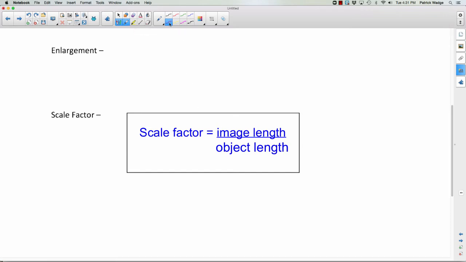Wait, I just thought of something. Your book uses slightly different terminology. So object length, this is what they refer to as original, right? That's what you started with. And the image length, that is the new length. So you could also think of the scale factor as being new divided by original. Maybe that's even better. So scale factor equals new divided by original. That works as well.